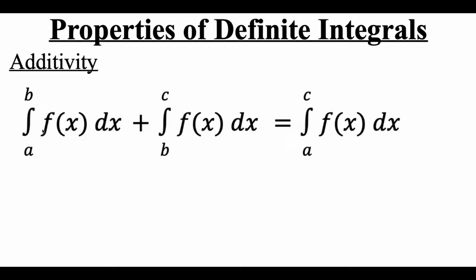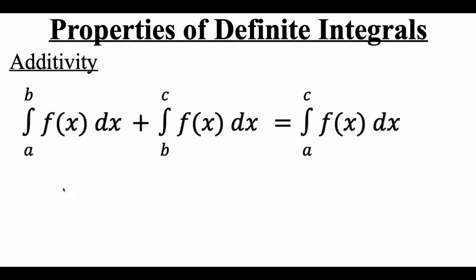The next property we've got is called the additivity property. If we're doing the integral of some function f of x from a to b, and we're adding the integral of that same exact f of x function from b to c, then really what we can do is one big integral of our f of x function going from a all the way to c.